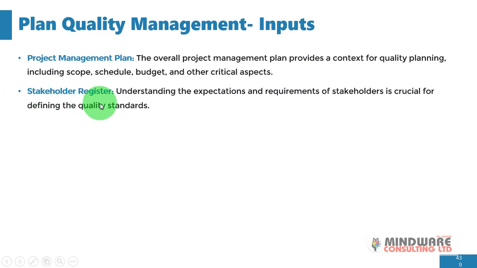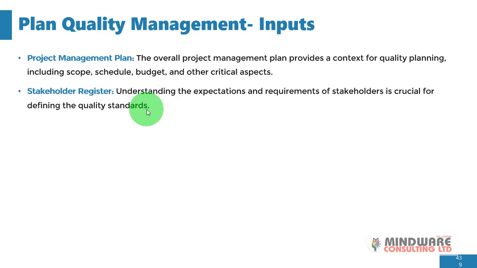We also have the stakeholder register. Understanding the expectations and requirements of stakeholders is crucial for defining the quality standards. So you have to understand who your stakeholders are. We've already discussed that earlier in the course, though we are still going to see a knowledge area where we'll look at them in detail. Stakeholders are people who are involved in the project and who have both influence and authority over the project as well as the outcome of the project.